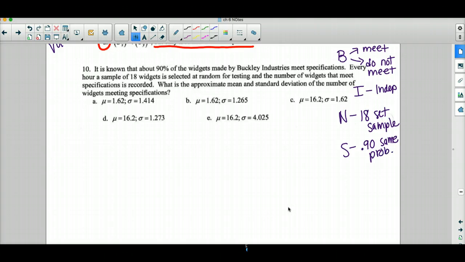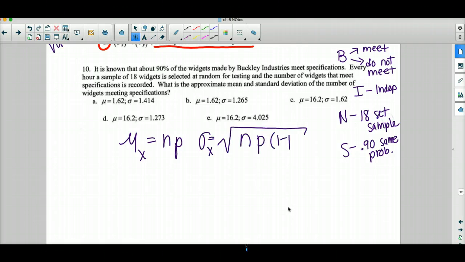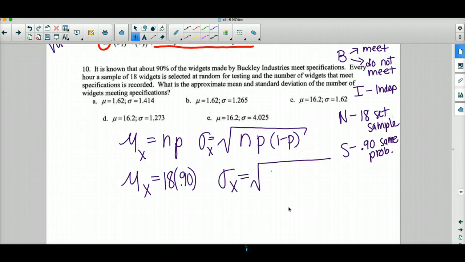And I know there are two formulas on my formula sheet. Mu sub x is n times p, and the standard deviation sub x is the square root of n times p times 1 minus p. So mu sub x is 18 times 0.90. Standard deviation of x is the square root of 18 times 0.90 times the failure, 0.10.